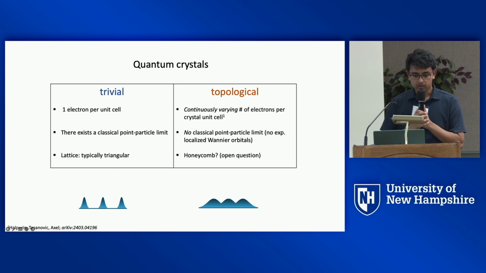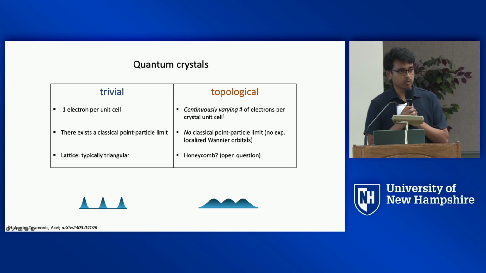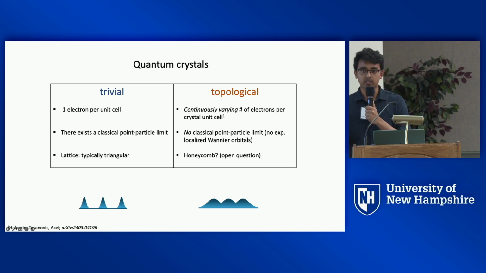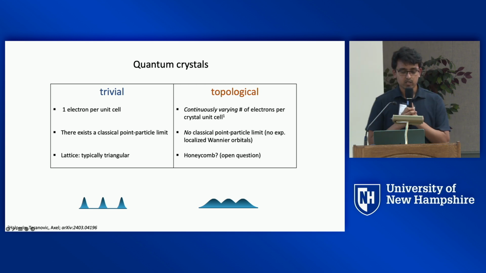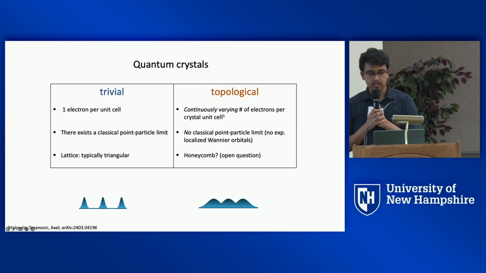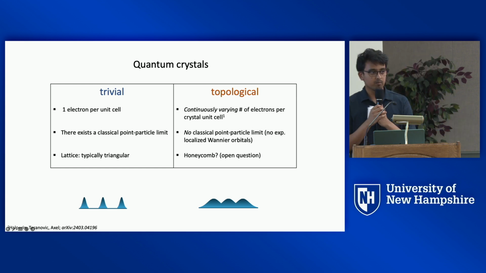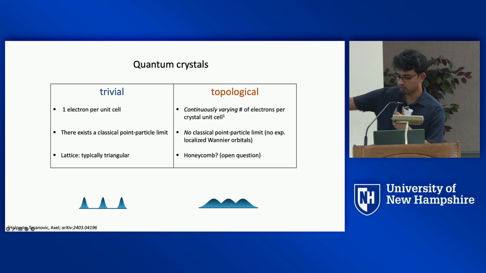For trivial quantum crystals, there exists a classical point particle limit. In some regimes, they can just be understood as point particles repelling by Coulomb. Whereas for topological quantum crystals, there is typically no classical point particle limit. And this is a result of the fact that there's a topological obstruction to thinking of them in terms of exponentially localized Wannier orbitals. That's what I'm alluding to here with the graphic.